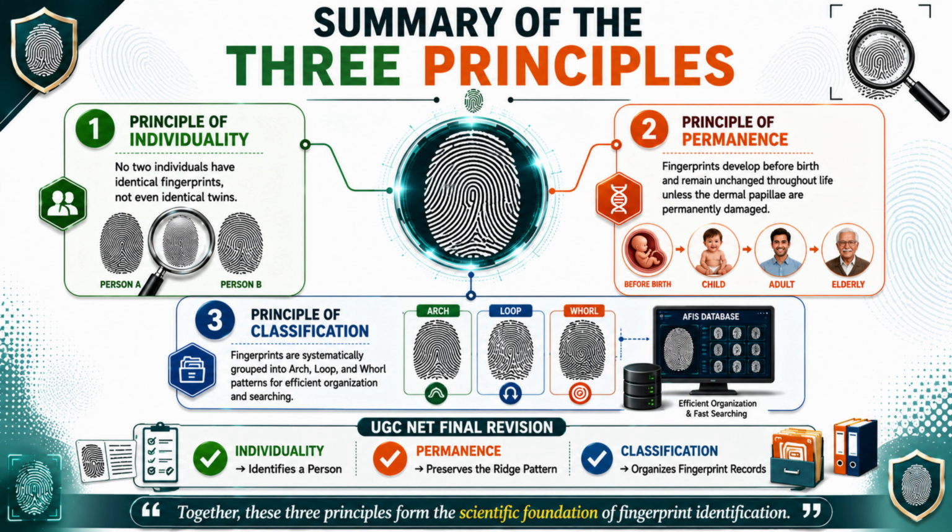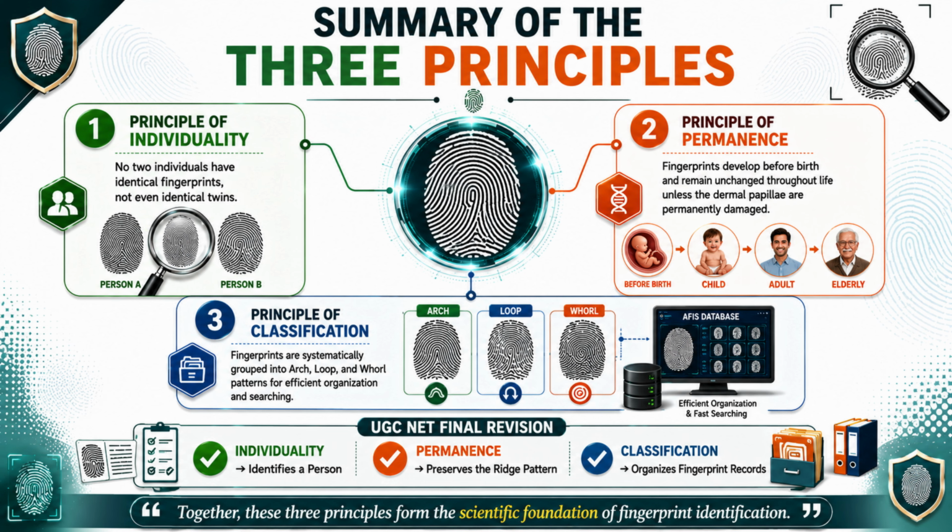For objective examination, students should remember these important facts. Individual means no two individuals have identical fingerprints. Permanence means fingerprint ridge arrangements remain unchanged throughout life unless the dermal papillae are permanently damaged. Classification means fingerprints are systematically grouped based on their overall ridge patterns. The three major fingerprint patterns are arch, loop, and whorl.